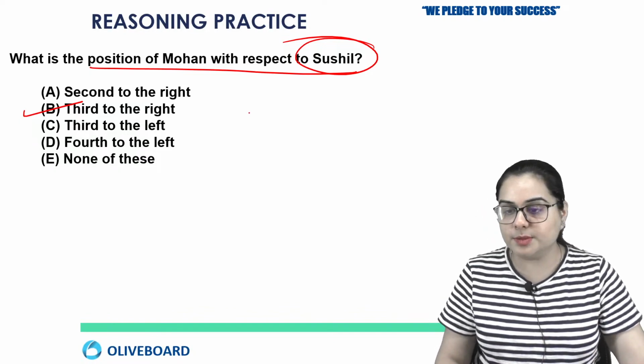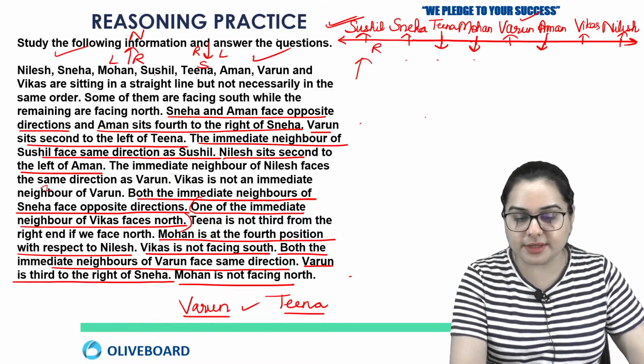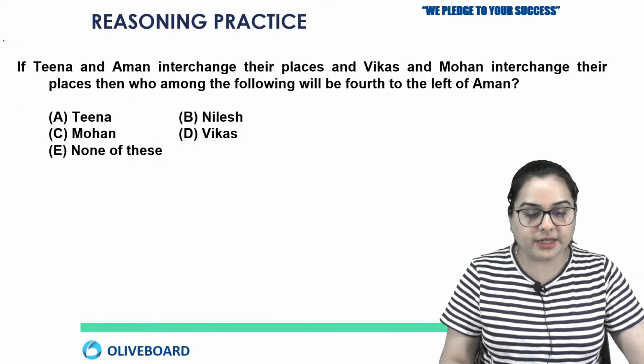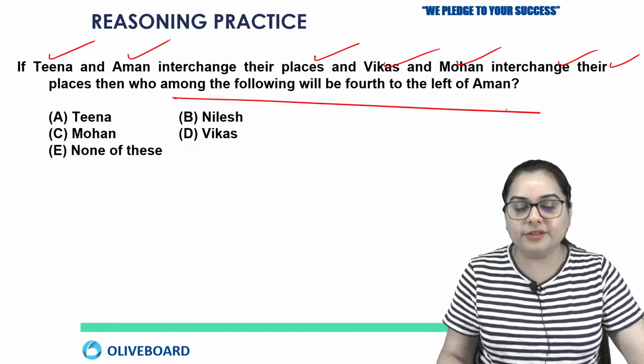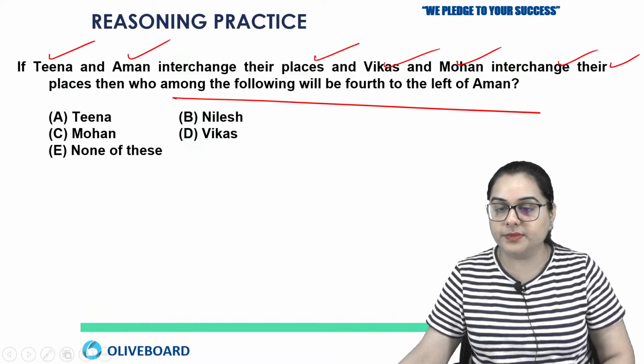Okay, so what is the position of Mohan with respect to Sushil? So we have done this. This is third towards the right. Now, if Tina and Aman interchange their positions and Vikas and Mohan interchange their places, who among the following will be fourth to the left of Aman? This you have to answer. Okay, tell me.